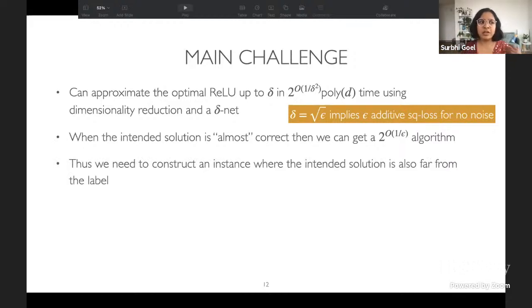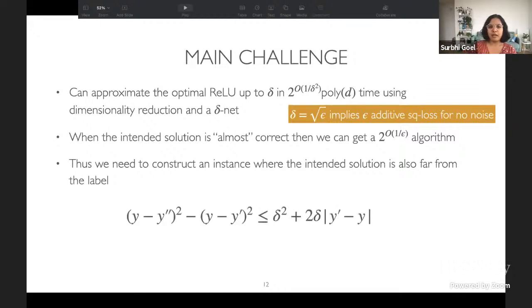So to handle this setup, we cannot look at a construction that actually gives you an optimal solution which has a very small error. So what we need to construct, which is the challenge that we face, was to construct an instance where the intended solution is also far from the label. Just to explain the point that I explained before.